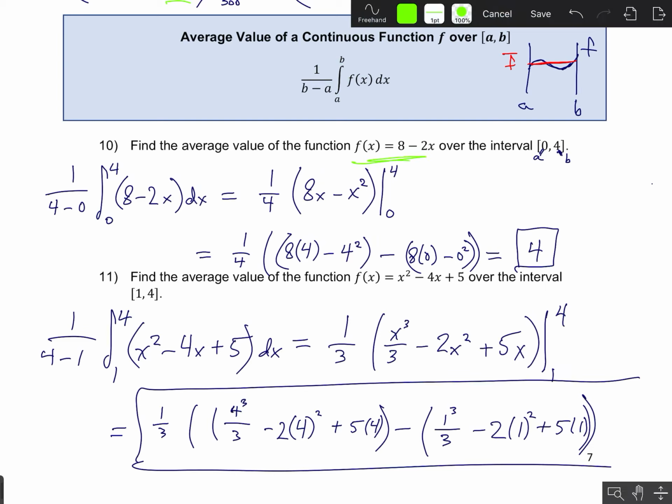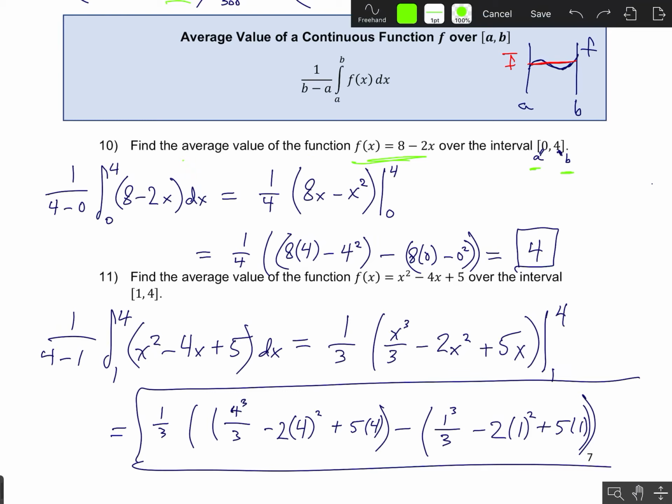So if you want the average value of this function from 0 to 4, then your a value would be 0 and your b value would be 4. So I'm just going to plug in those a and b values into the formula that we have up at the top of the page here. So this one's pretty straightforward. It's just about remembering when to apply this formula. You'll apply this formula anytime you want the average value of a function.